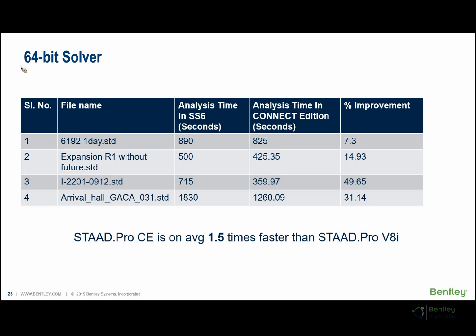Earlier, even if you had a multi-core machine, STAAD.Pro Select Series 6 or Select Series 5 was using only a single core of your machine, even if you had multiple cores available for the analysis. But right now, STAAD.Pro Connect Edition is a 64-bit solver, so it's capable of using multiple cores of your existing computer. If multiple cores are available at that particular time, it will actually utilize them. So it will run your model much faster. That is the main philosophy included in STAAD.Pro.